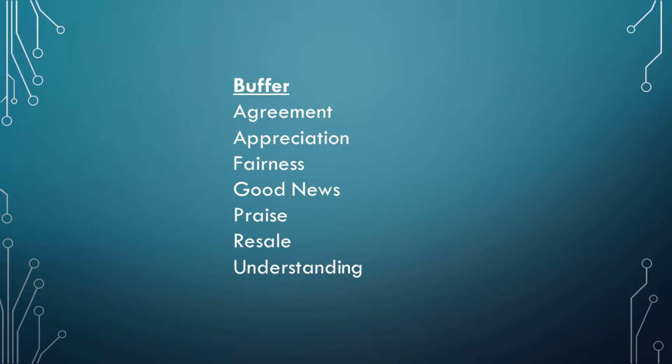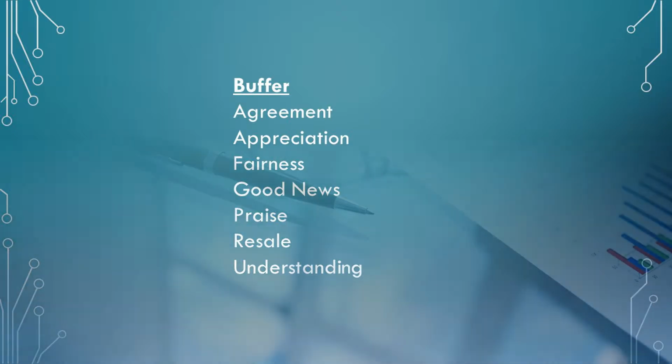Fairness is where you assure the reader that you've closely examined and carefully considered the problem, or at least mention an appropriate action that has already been taken. Then there's the good news. Start with the part of your message that is favorable. And there's praise. Find an attribute or an achievement or compliment, but don't create false hope that a positive message will follow. Then there's resale. Favorably discuss the product or company related to the subject of the letter. And finally, understanding. Demonstrate that you understand the reader's goals and needs.